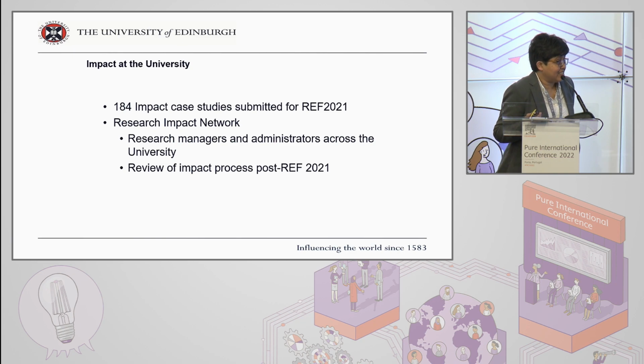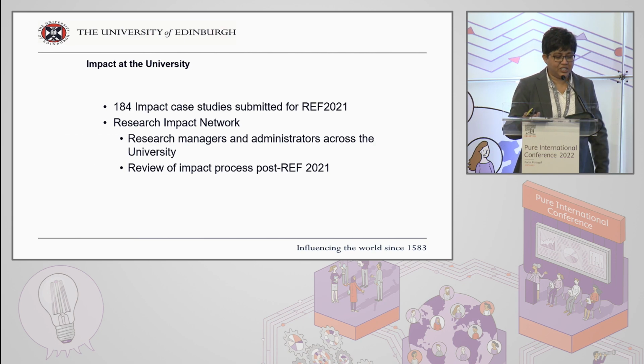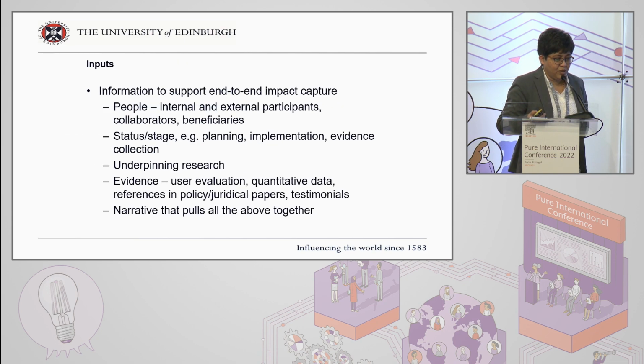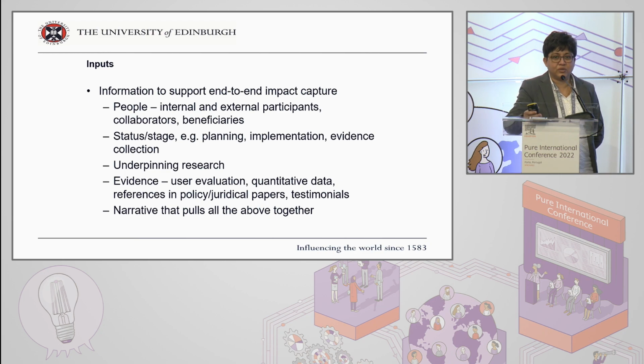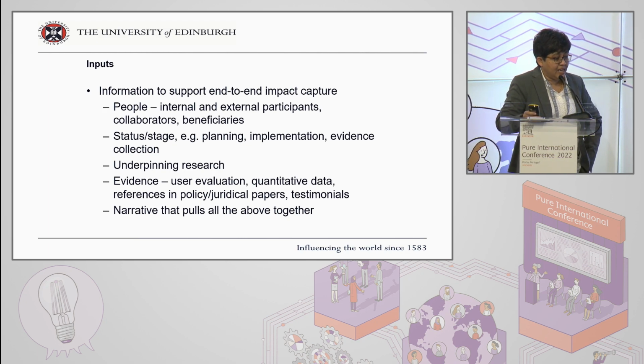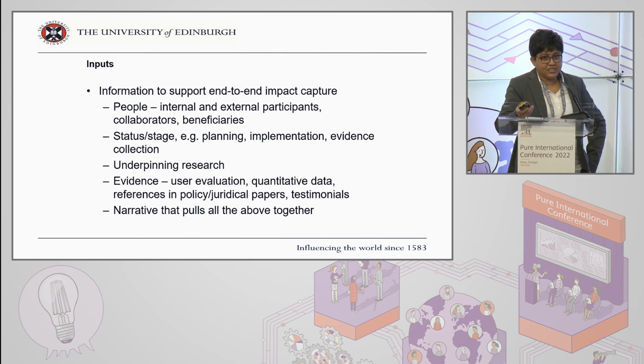So in the next slides, to fit the structure that James used, I'll be looking at those. If we're looking at inputs, we've said that we want information to support the capture end-to-end for impact. So we're trying to identify the people, internal and external participants, for example, that are involved in the impact, the beneficiaries of that impact, the collaborators of that impact. We need a way of collecting that information. We need to be able to find or collect information about the status or the stage the impact is at, whether it's planning, as Australia has said, implementation, or evidence collection. What stage is that impact at?